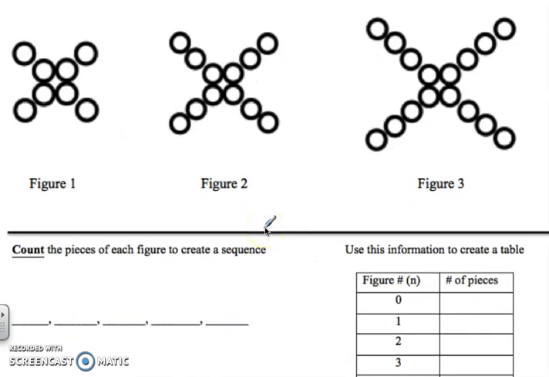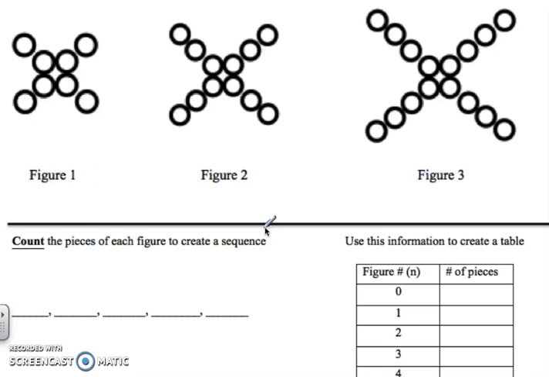Alright, so here's a different circle pattern. First thing I'm going to do is count the pieces. So 1, 2, 3, 4, 5, 6, 7, 8. There are 8 pieces in the first figure. In figure 2, 1, 2, 3, 4, 5, 6, 7, 8, 9, 10, 11, 12. Looks like they're adding 4 again, but let me check. 1, 2, 3, 4, 5, 6, 7, 8, 9, 10, 11, 12, 13, 14, 15, 16.